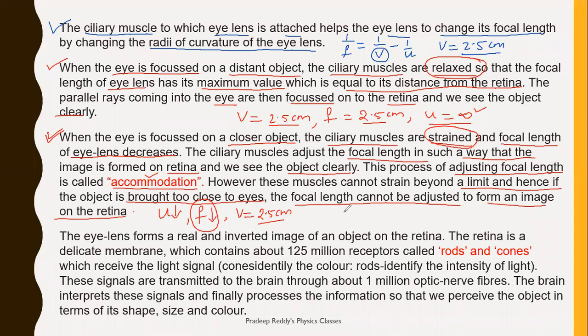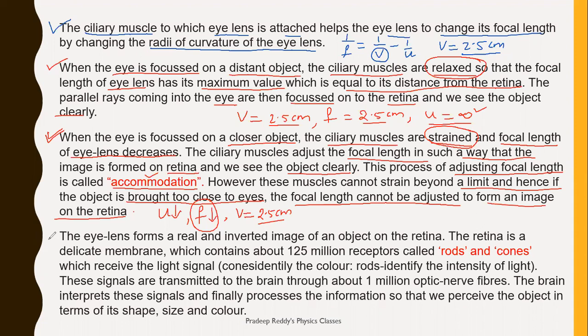Therefore, objects placed very close to our eye cannot be viewed properly, because the maximum focal length which the ciliary muscles can adjust has already been reached. Beyond that limit, ciliary muscles cannot do any work. Therefore, up to that particular limit only, you can see the image clearly, right? So, this is point number 3, where we have learned what is meant by power of accommodation.